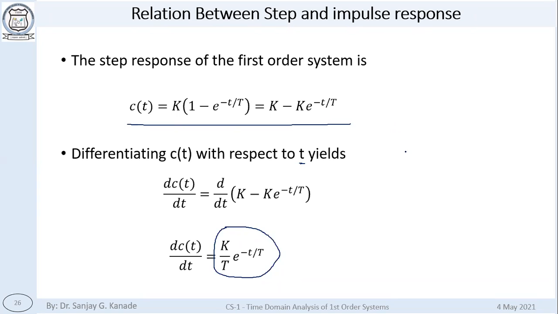Did you understand what the relationship is between step and impulse? Just like in input signals, if you differentiate the step signal, you will get the impulse signal. Impulse signal's integration, you will get the step signal. Similarly, if you differentiate the step response, you will get the impulse response. If you integrate the impulse response, you will get the step response. So remember these things. Okay.